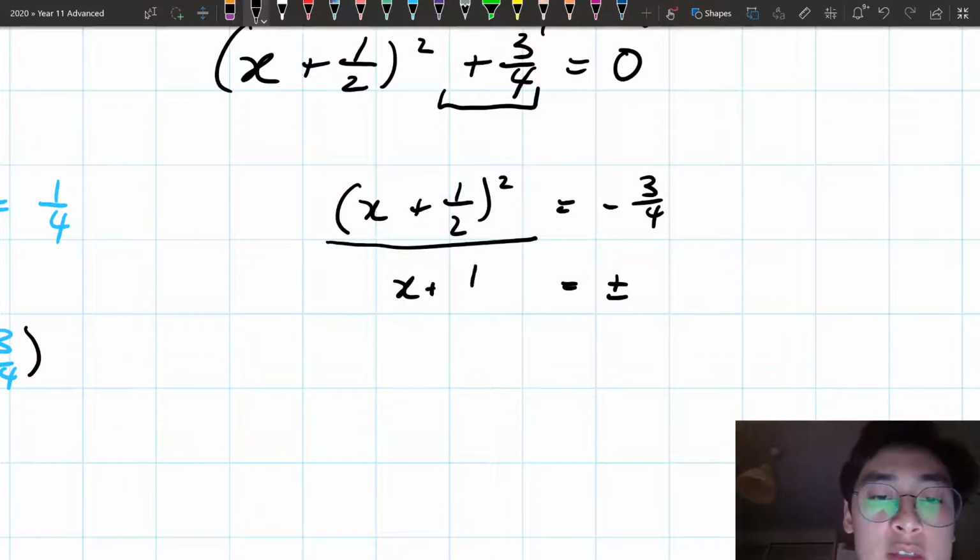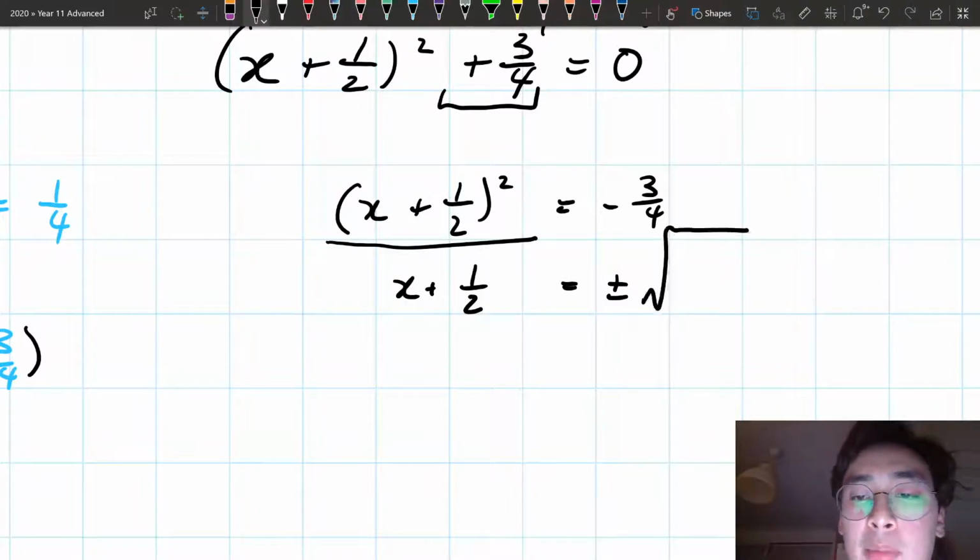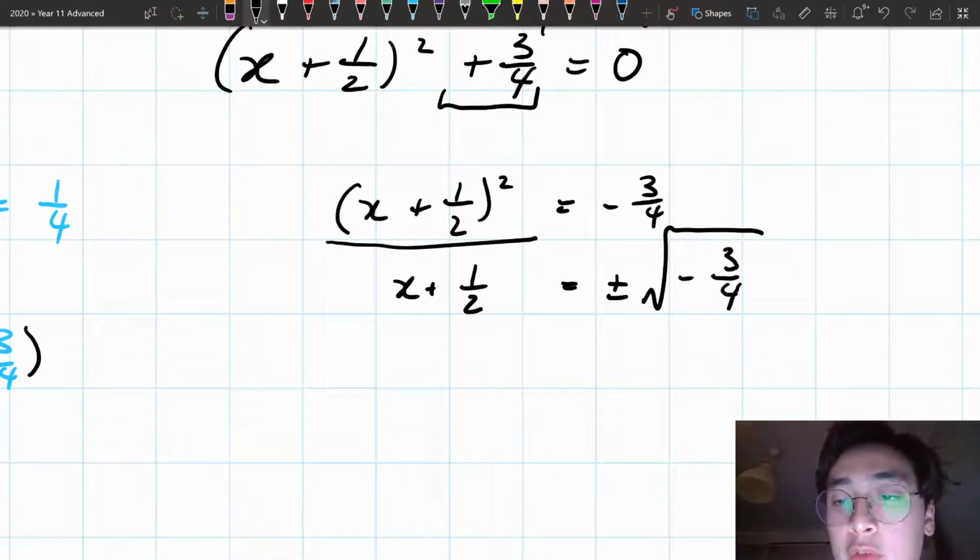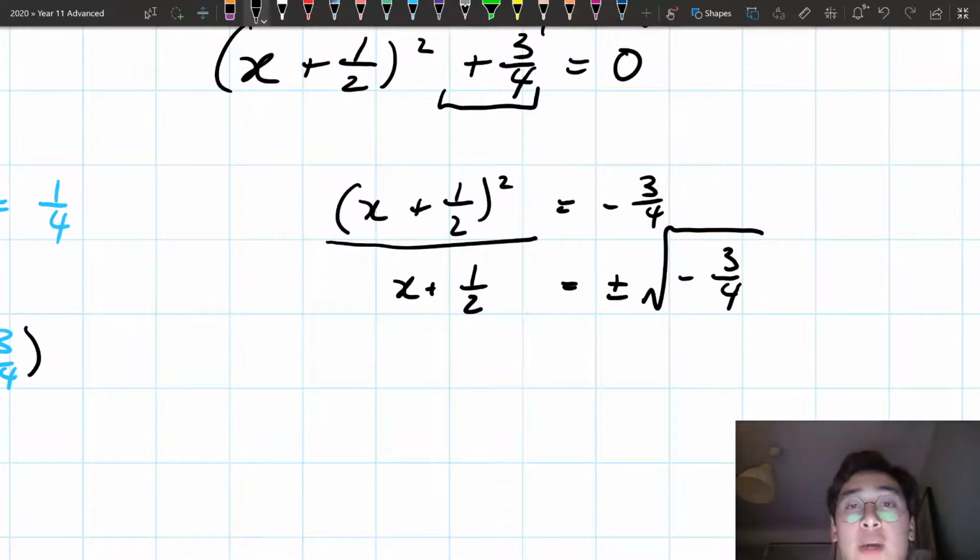So I've got x plus a half is going to be plus or minus the square root of negative 3 over 4. Now at this point, some of you might have a bell ringing in your head. You might be like, oh no, something's going wrong. And if you were to put this in your calculator, something would actually go wrong. What you'll notice is if you put in the square root of negative 3 over 4, you get a math error.